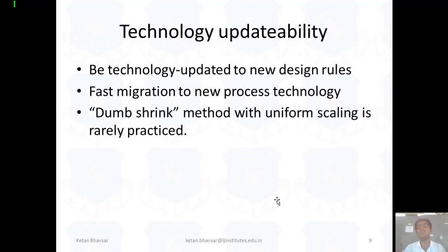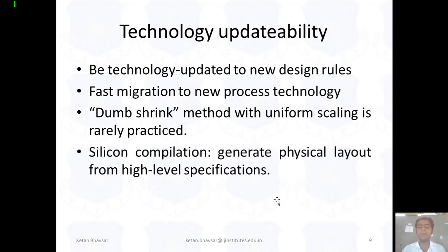Constant field scaling with uniform scaling is a method that is rarely practiced. It's one of the methods where we apply a scaling factor, meaning we apply voltage scaling and current scaling based techniques to measure the performance of the chip.